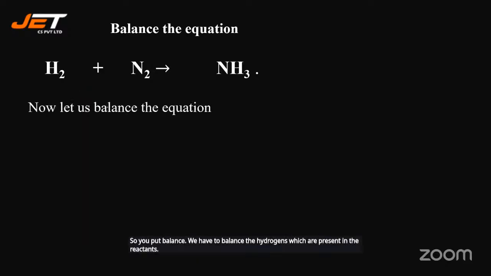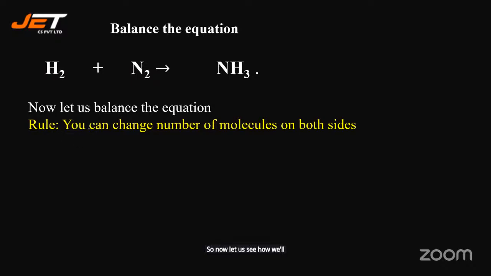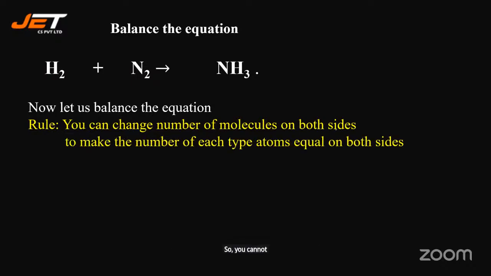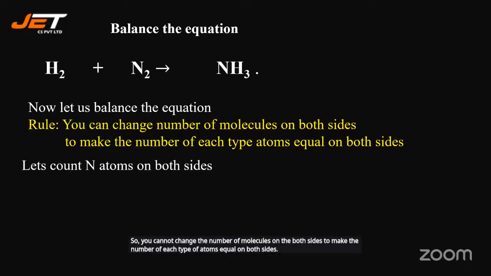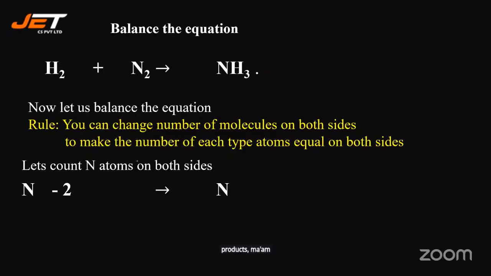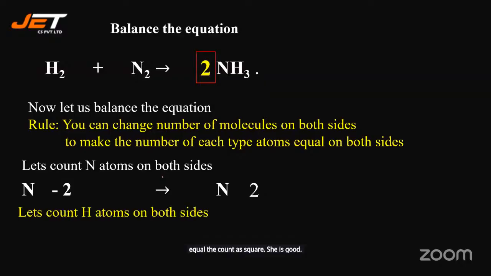So now let us see how we will balance the equation. So you cannot change the number of molecules on the both sides. To make the number of each type of atoms equal on both sides, we have to count the number of atoms on both sides. First of all, number of atoms ఎంత ఉన్నాయి reactants లో, products లో ఎంత ఉన్నాయి అనేది మనం ఈక్వల్ గా కౌంట్ చేసుకొని అప్పుడు మనం ఏదైతే స్కేర్సిటీ ఉందో దాన్ని we will be mentioning with by the numbers.